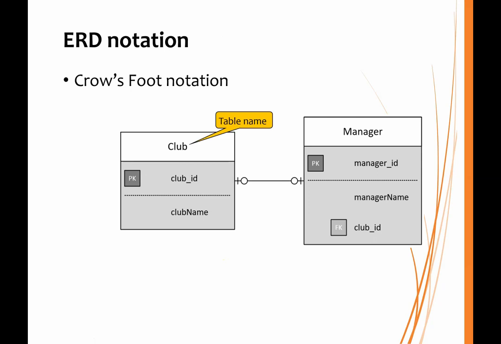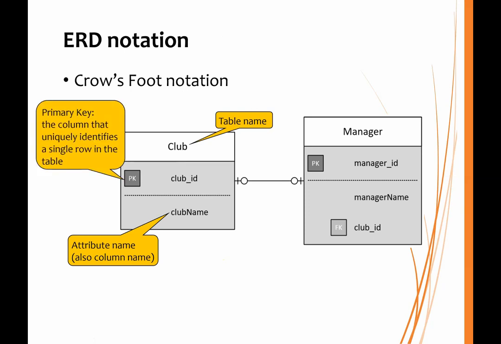So this is the table name. In the bottom section, we've got the attribute names. And in this middle section, we've got an attribute that represents the primary key. So that notation, PK, means primary key. And it identifies a column in the table that will identify uniquely a single row in the table.